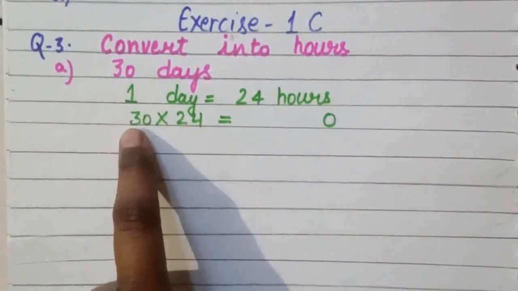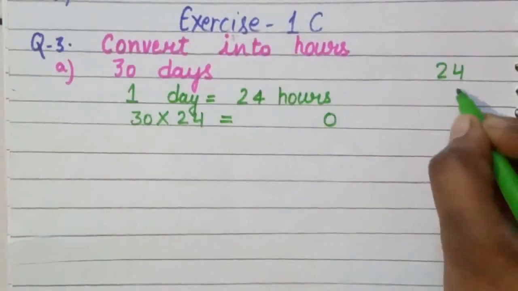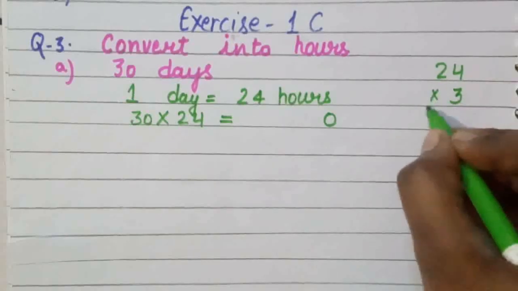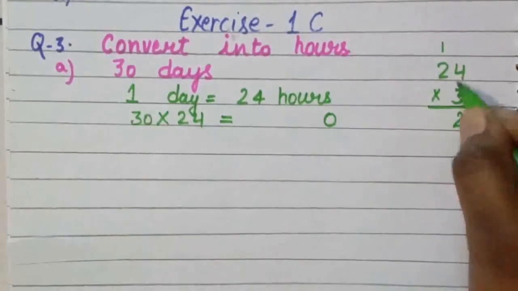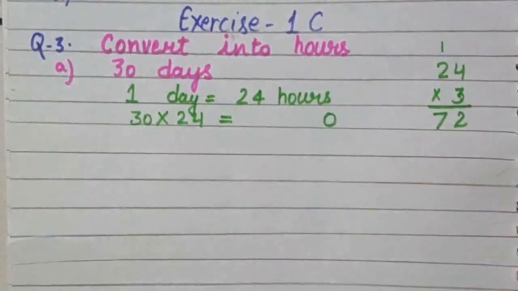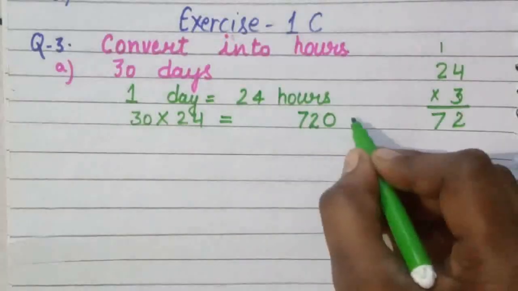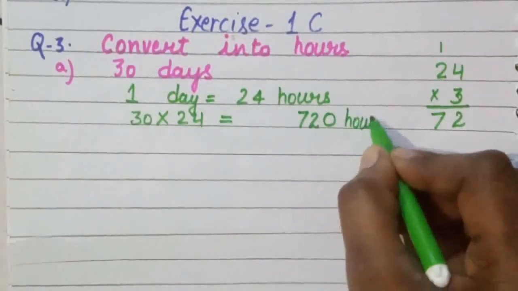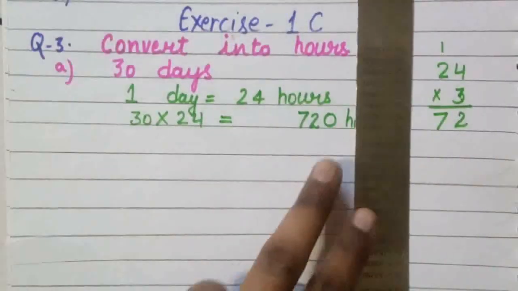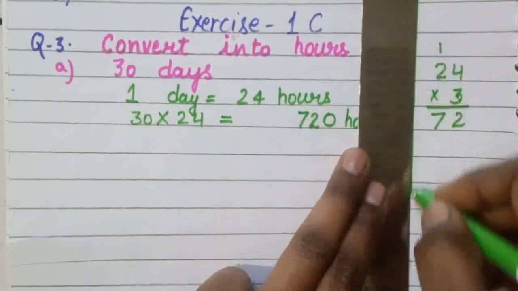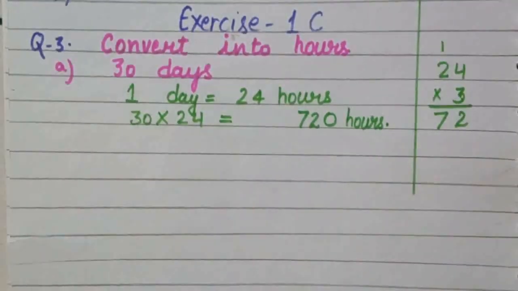Now do the multiplication of 3 and 24. In the side column, you can do 24 multiplied by 3. 3 4s are 12. Carry 1. 3 2s are 6 and 1 is 7. It means total 720 hours. Okay children, and you have to do this work in rough work side by side. No need to do it here.